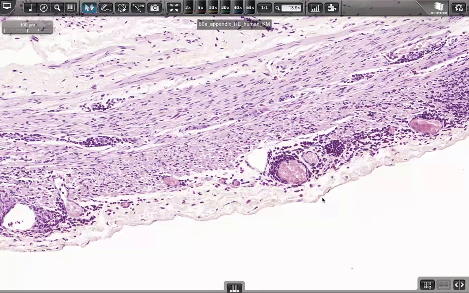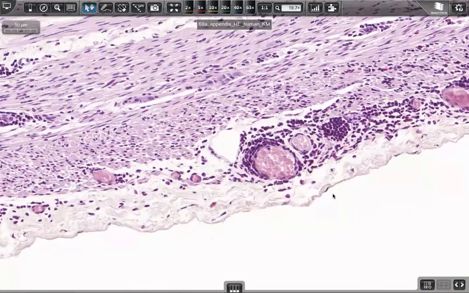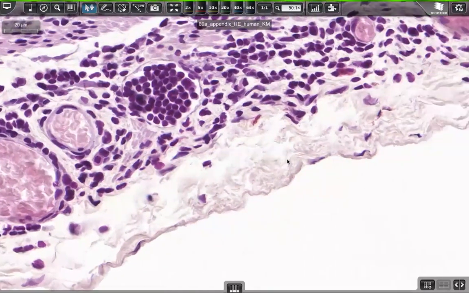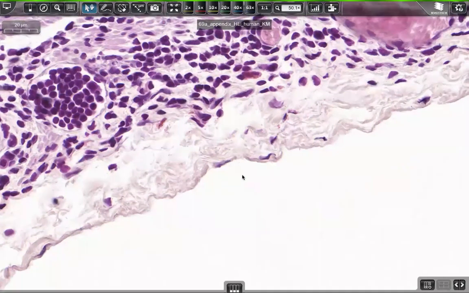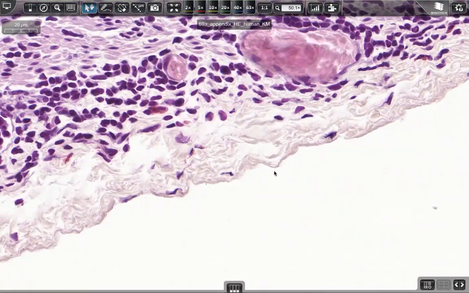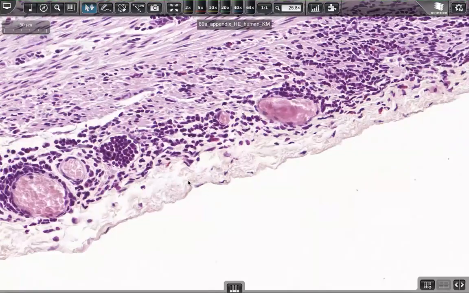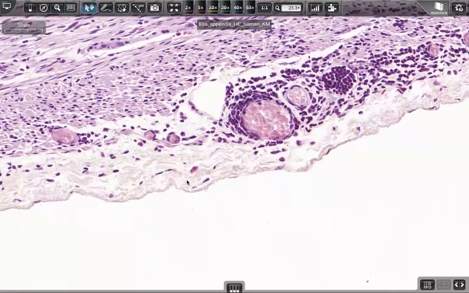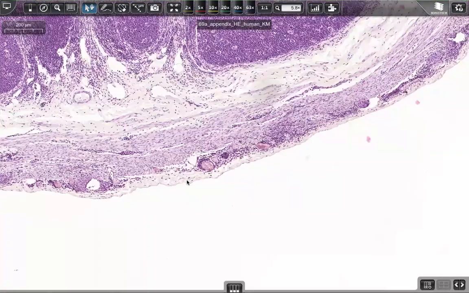It has its own peritoneal covering called mesoappendix, and when we increase the magnification, we can beautifully see the nuclei of the mesothelial cells. Here there is a sharp border, and there is a thin layer underneath. That's the subserosa, having fine reticular and collagen fibers. So this is the serosa covering the appendix. That was the appendix.